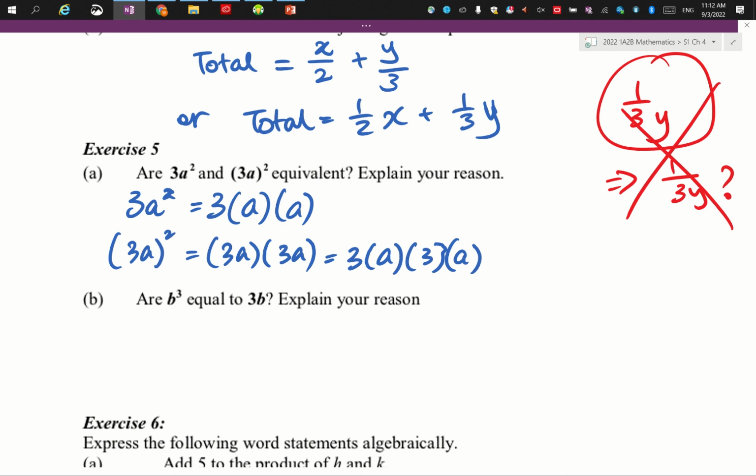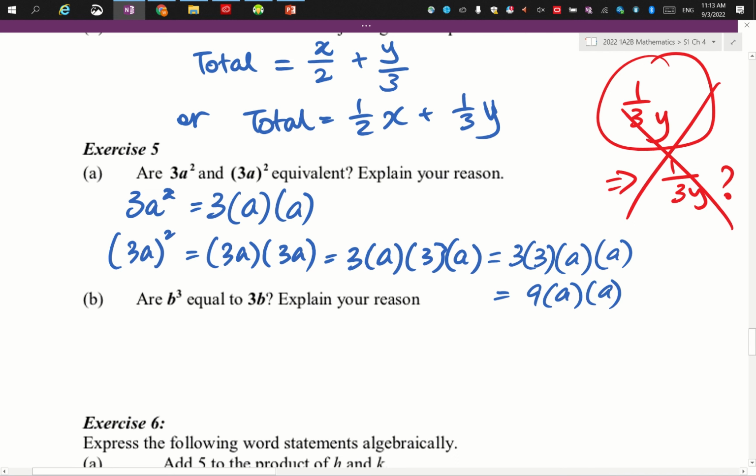Correct or not? 3a squared. So it's 3 times a times 3 times a. I can group the numbers together first, right? Whether you do 2 times 3, 3 times 2, order doesn't matter. I rearrange this to become 3 times 3 times a times a, which becomes 9 times a times a. Correct or not? Now do they look like the same?